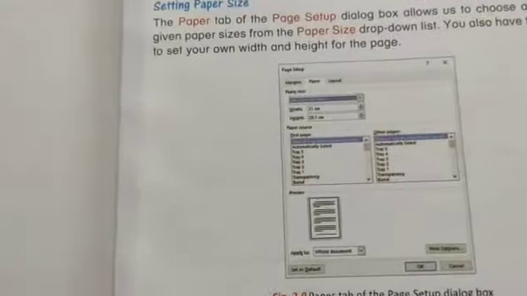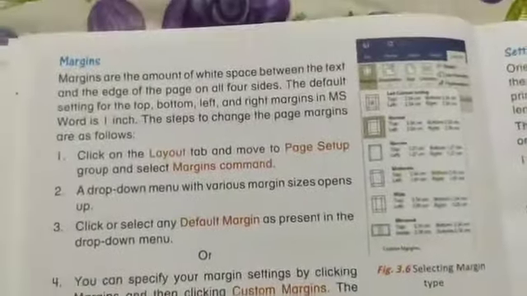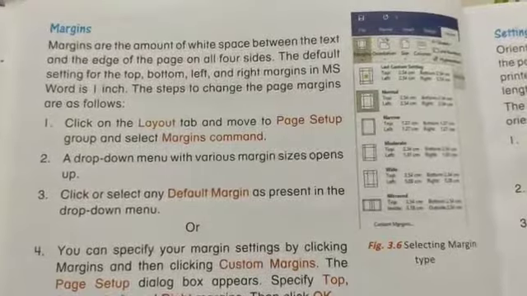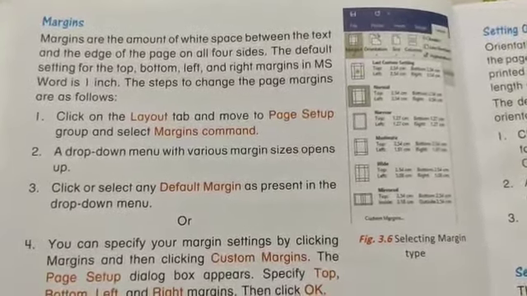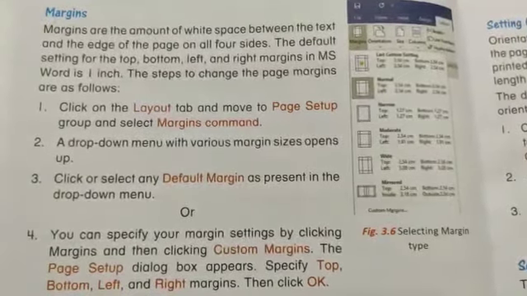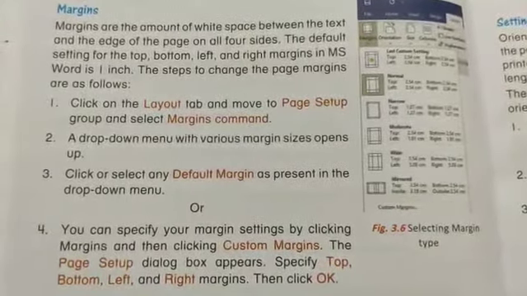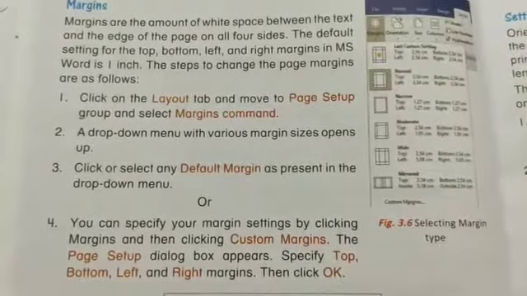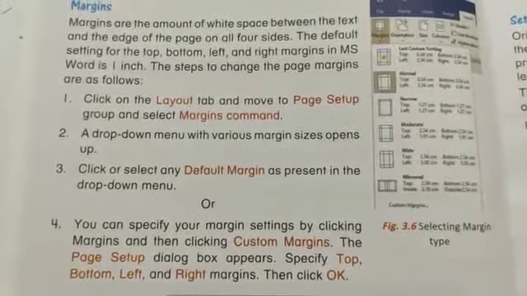Please turn to page number 28. The first one is margin. The most important thing is margin. Margins are the amount of white space between the text and the edge of the page on all four sides. The default setting of the top, bottom, left and right margin in MS Word is 1 inch. So this is very important.